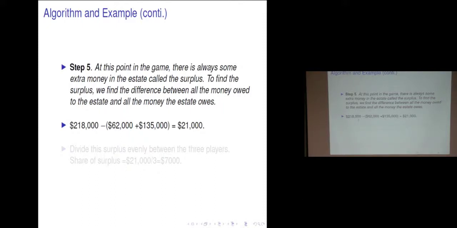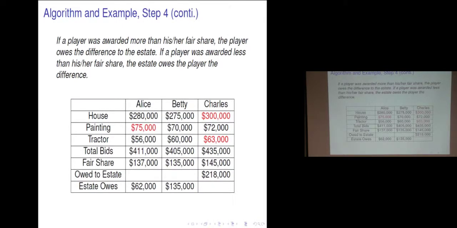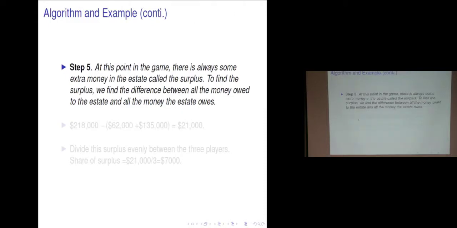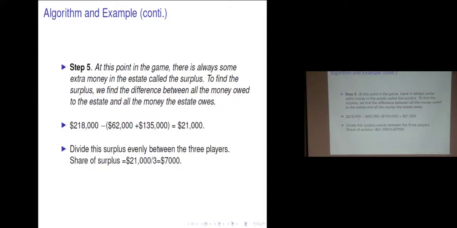So let's go back to this. Here, this is the amount Charles owes to the estate, right? The estate owes the other two persons this amount. So the claim is this is always bigger than the sum of these. In this example it is indeed the case, right? If you do it, you get this amount. And then we have to divide the surplus evenly between the three players. If you divide it by three, you get 7,000.